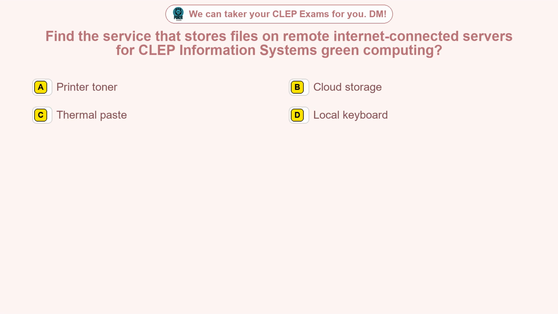Question 27. Find the service that stores files on remote internet-connected servers for CLEP Information Systems Green Computing. Option A, printer toner. Option B, cloud storage. Option C, thermal paste. Option D, local keyboard. The correct answer is option B, cloud storage.